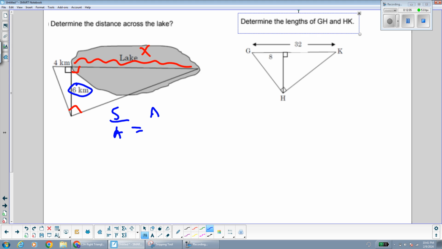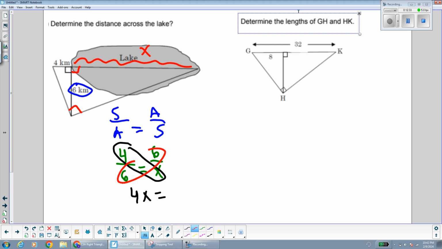So I'm going to write down SAS, and now I'm going to plug in. S is the two segments of the hypotenuse. So that's 4 and x. And the altitude is given to us as 6. And now we have our proportion set up using the altitude rule, using SAS. Cross multiply. We have 4x is equal to 36. So x is equal to 9. So the distance across the lake is 9. Moving on to the next one.